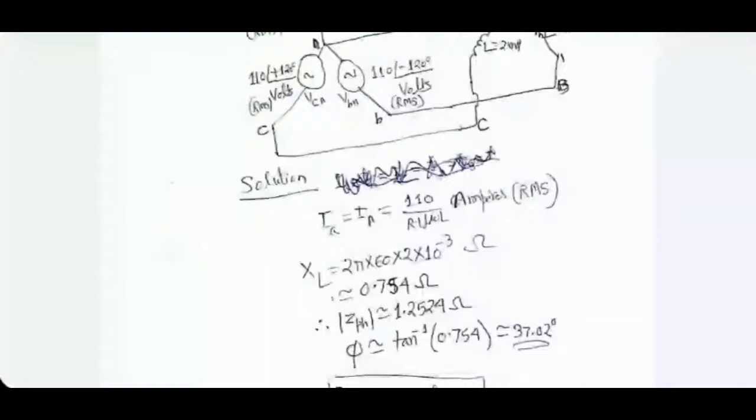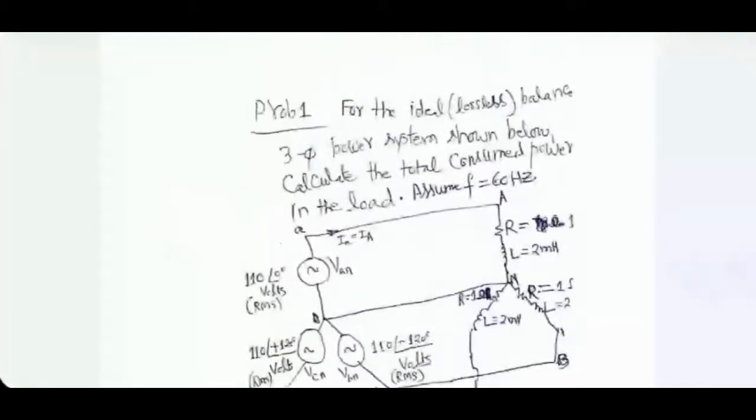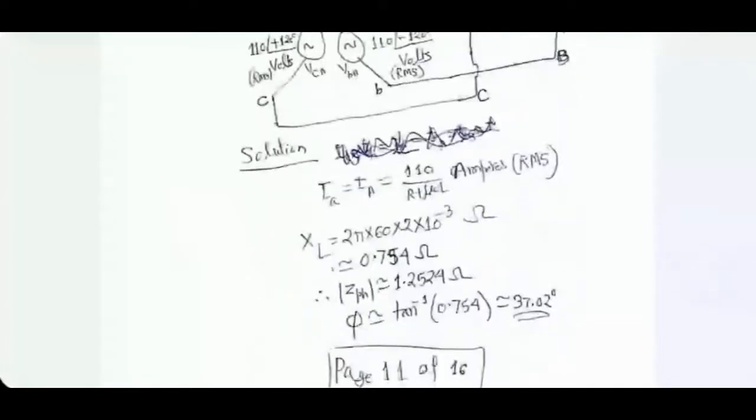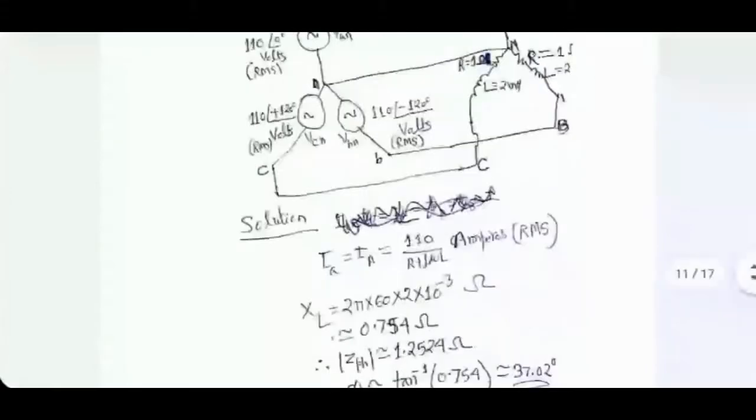So the total impedance for each of the branches in the load will be 1 plus j 0.754 ohm. R plus j omega L, R plus j 2 pi FL. If you take the magnitude of that, you should get 1.2524 ohm in the polar form conversion. And phase angle phi is tan inverse of 0.754 divided by 1, which turns out to be 37.02 degrees. That is the load side.